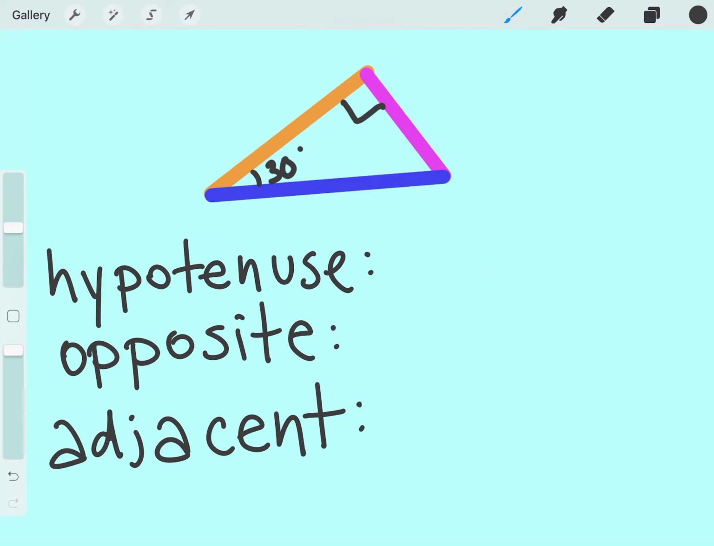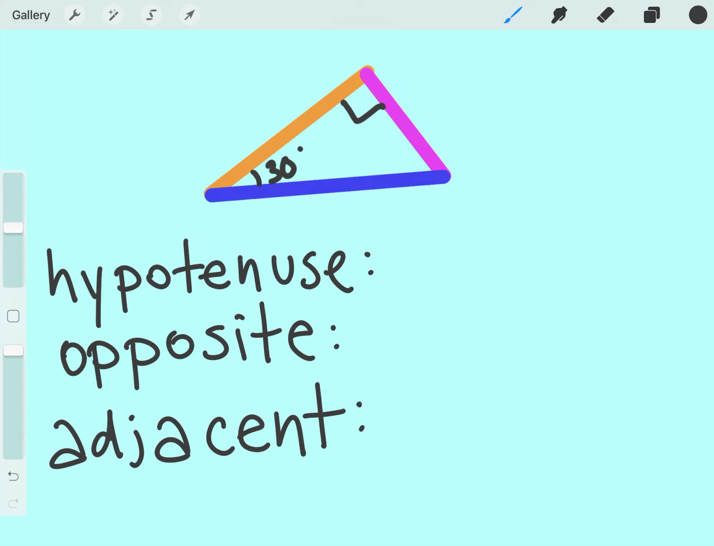Once again, we see a right triangle. It has that 30-degree angle marked. So I want to determine what color is the hypotenuse, what color is the side opposite the 30-degree angle, and what color is the side adjacent to that 30-degree angle. So what's the hypotenuse?